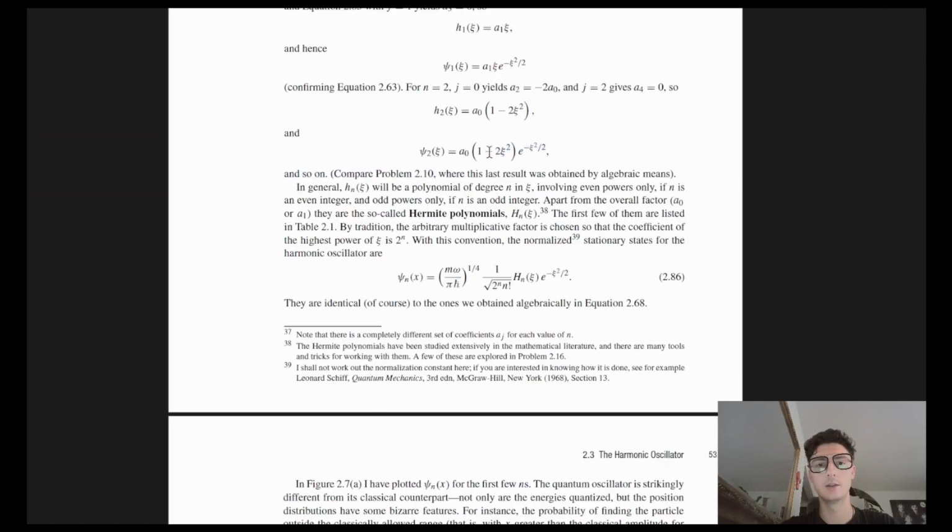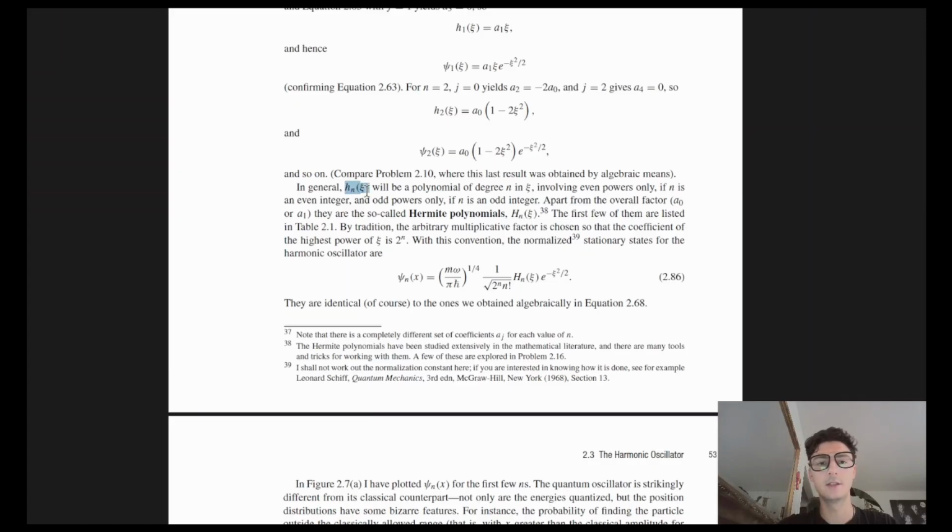So this we obtained in the raising and lowering operators in problem 2.10. I haven't done it. We might do it in the future. In general, h subscript n of xi will be a polynomial of degree n in xi, involving even powers only if n is an even integer, and odd powers only if n is an odd integer. Apart from the overall factor a0 and a1, they are the so-called Hermite polynomials, capital H subscript n of xi.